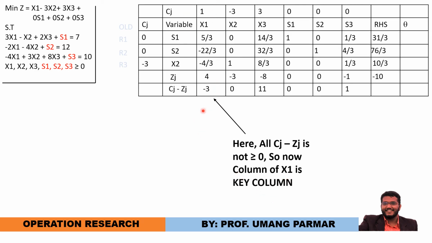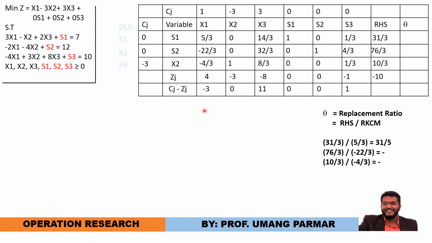So this column of x1 becomes our key column, and when we go for the value of theta, that is the replacement ratio, it is the right hand side divided by the respective key column member, as discussed earlier. So this right hand side 31 by 3, 76 by 3 and 10 by 3 would be divided by the respective key column member. Right now the key column is this x1. So that is divided by 5 by 3, 22 by 3 and minus 4 by 3. These values are written here, and whatever ratio we get, that is 31 by 5, and here it is mentioned dash and dash.